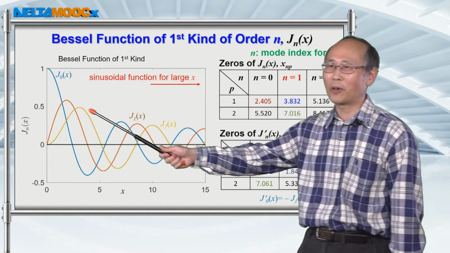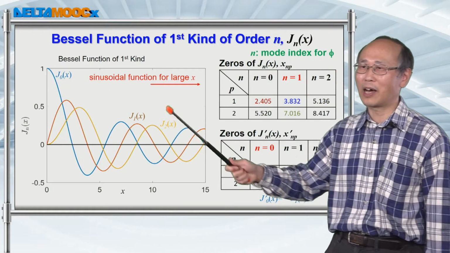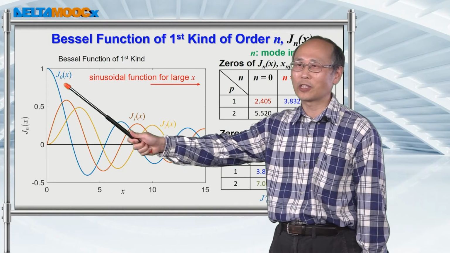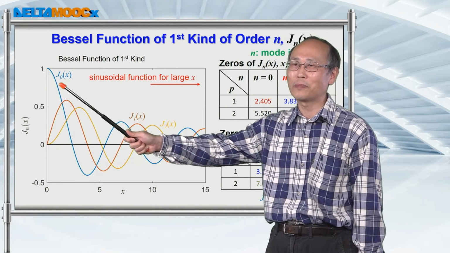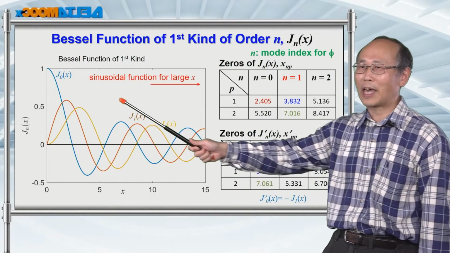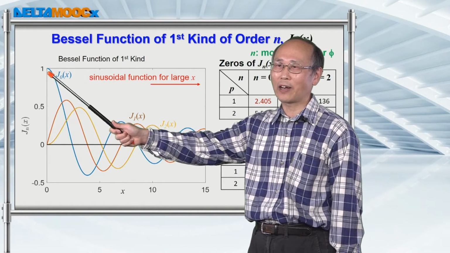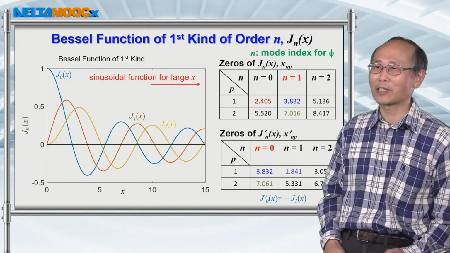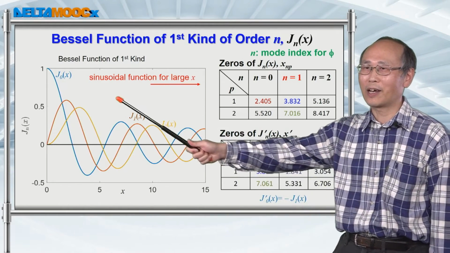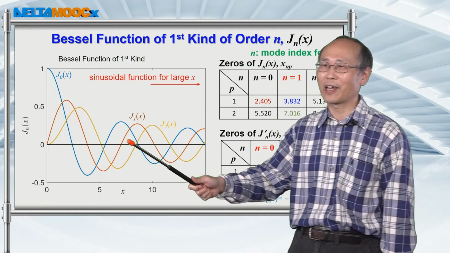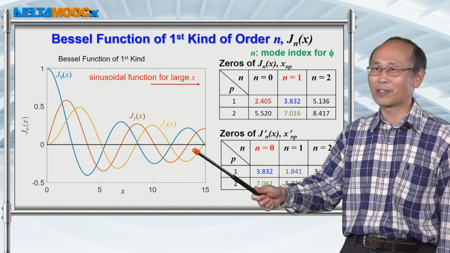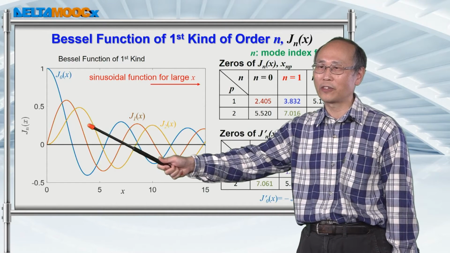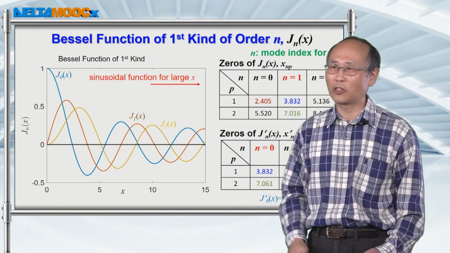Now, let me plot J versus x on this diagram. For J0, which is the Bessel function of the first kind of order 0, it varies like this. At the beginning, there's a large value on the axis, and then it starts to oscillate along the x direction. For large x, all the Bessel functions of the first kind will approach a sinusoidal function. This second curve here is J1, and this third curve, the yellow curve, is J2.